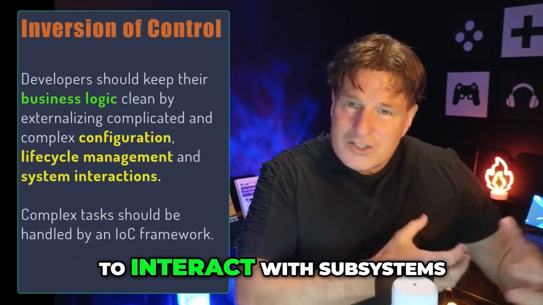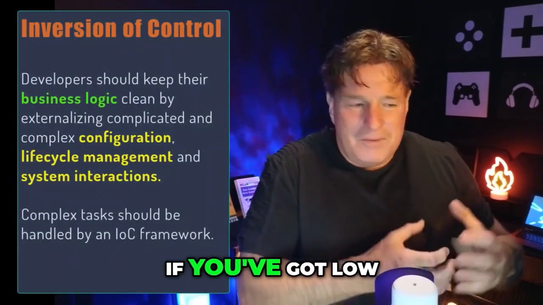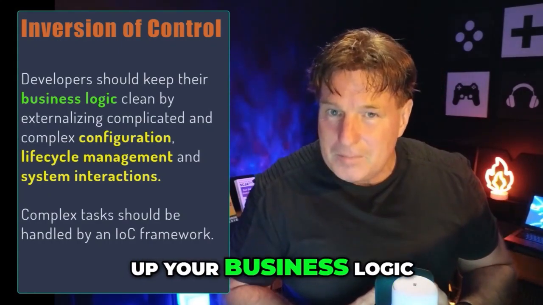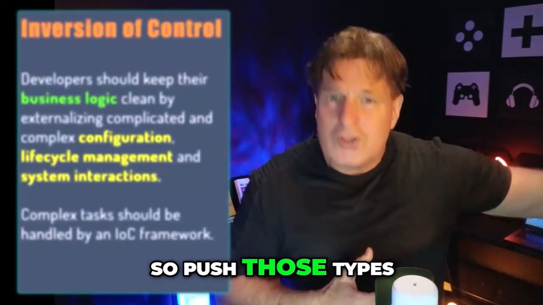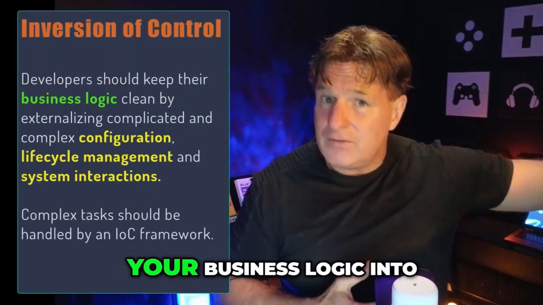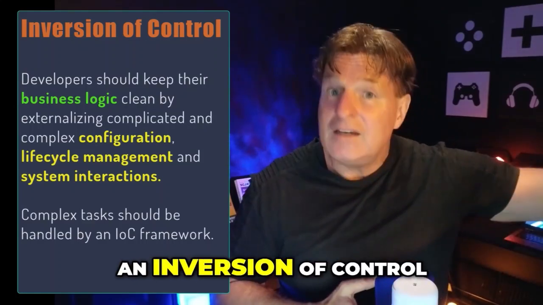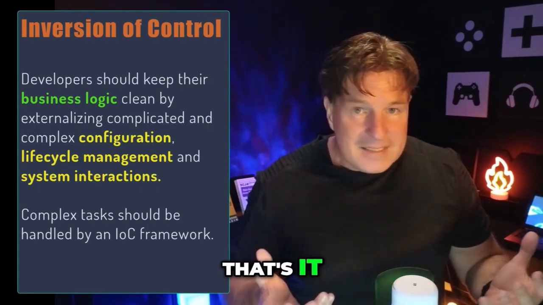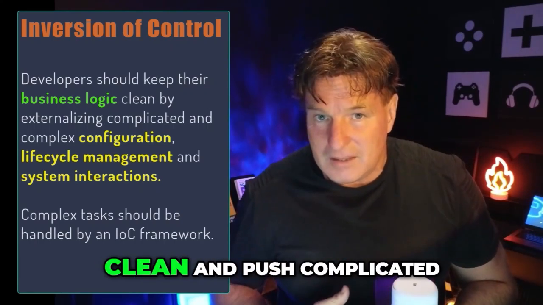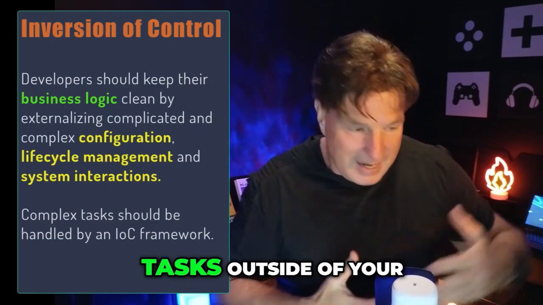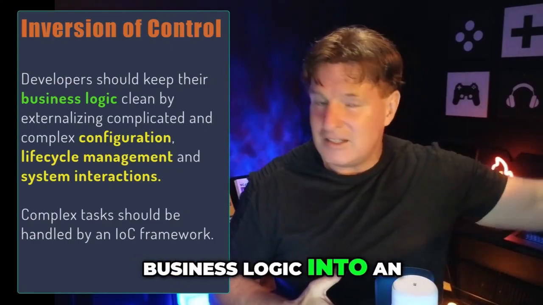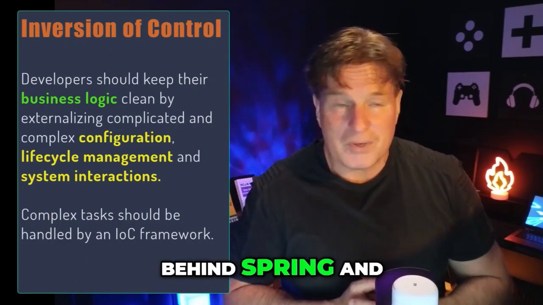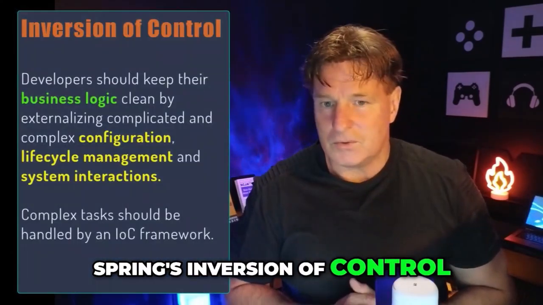And if you have to interact with subsystems, if you've got low-level coding that you have to do, that's just going to muddy up your business logic as well. So push those types of functions outside of your business logic into an inversion of control container, into a framework like Spring. That's it. Keep your business logic clean and push complicated tasks outside of your business logic into an external framework. That is the fundamental concept behind Spring and Spring's inversion of control container.